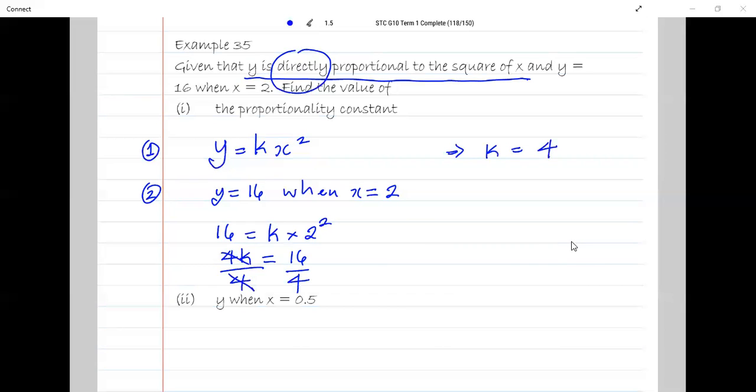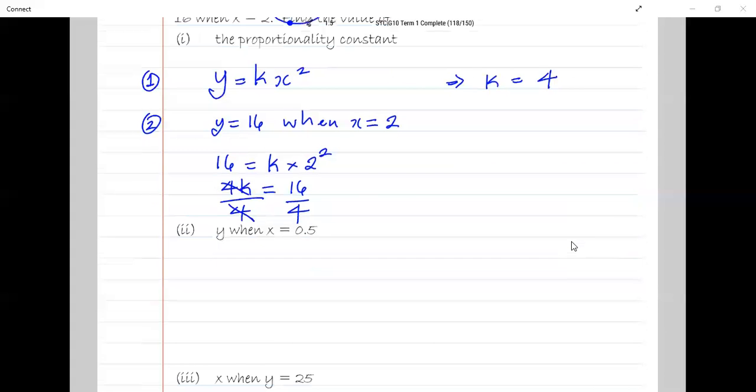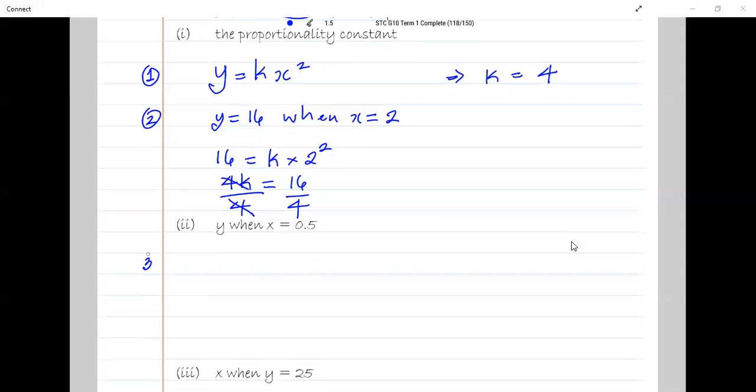Now, step 2, you are given a value of x and y so that you can calculate k. Step 3, you're going to rewrite the equation. This is the variation equation. You're going to rewrite it and put in the new value of k. If I rewrite it, I'm going to have what? y is equal to k, which is 4, times x squared.